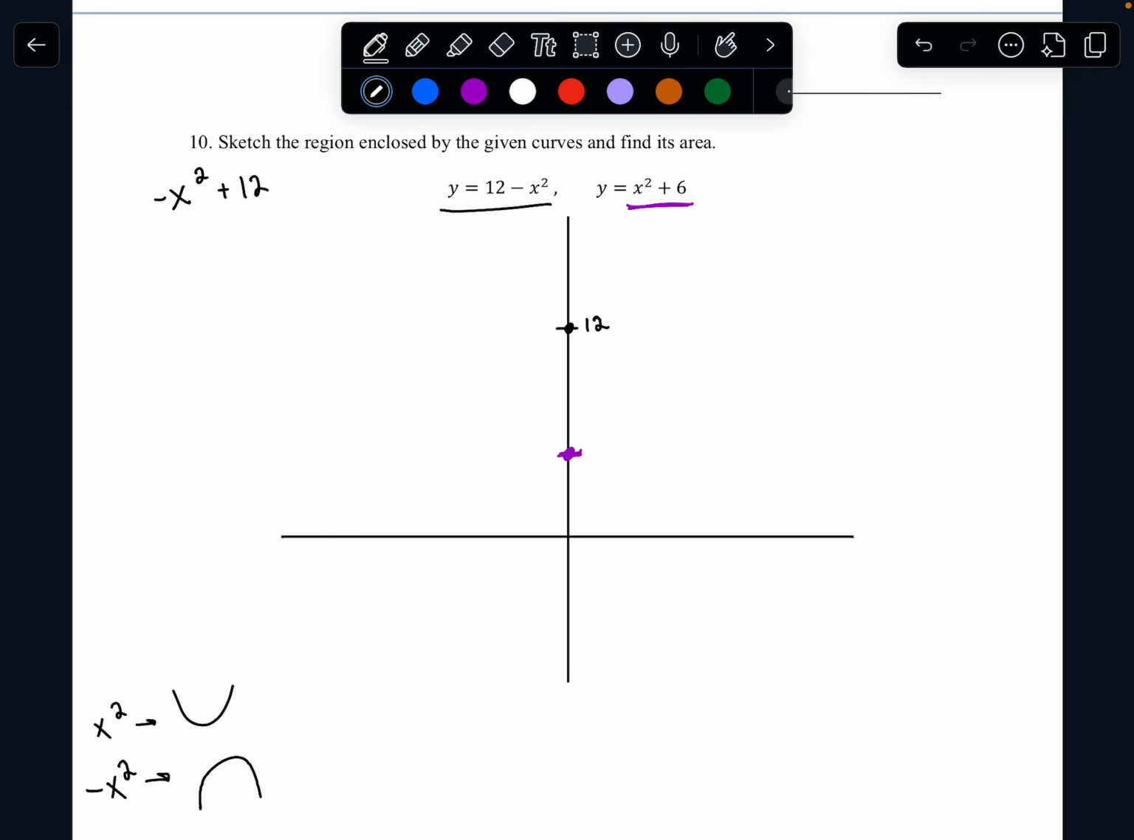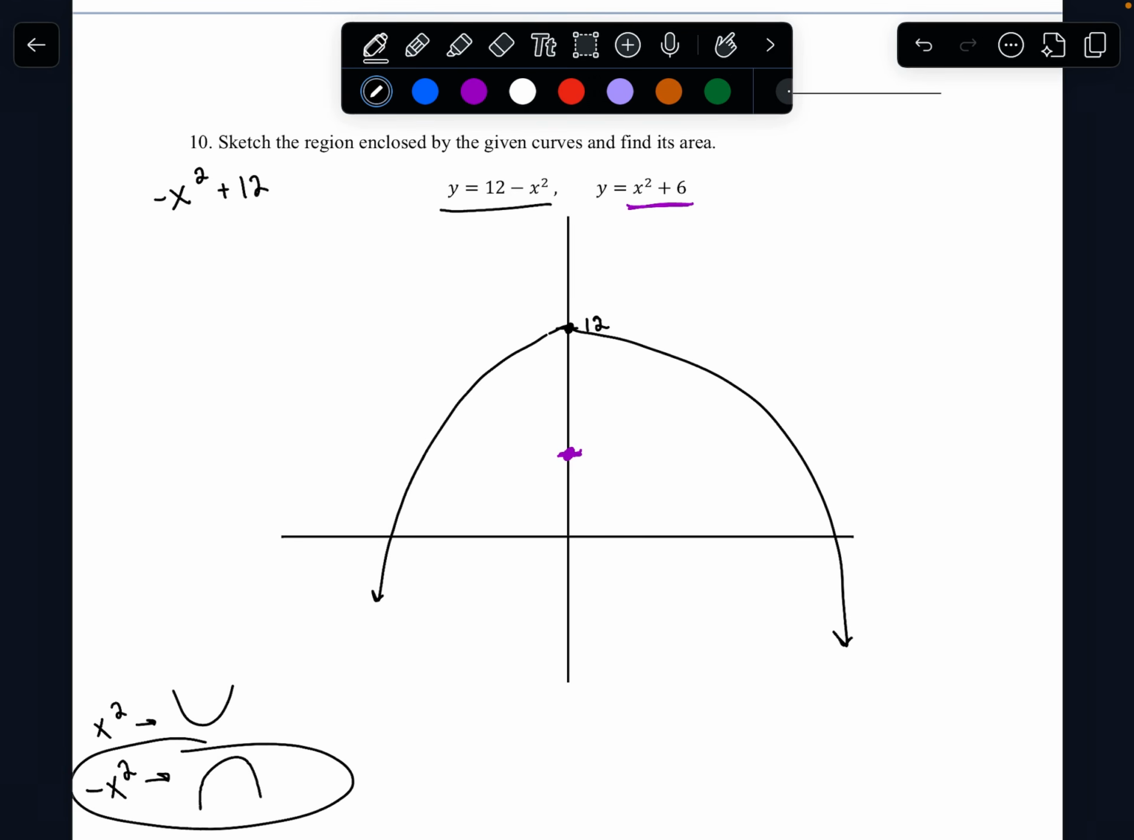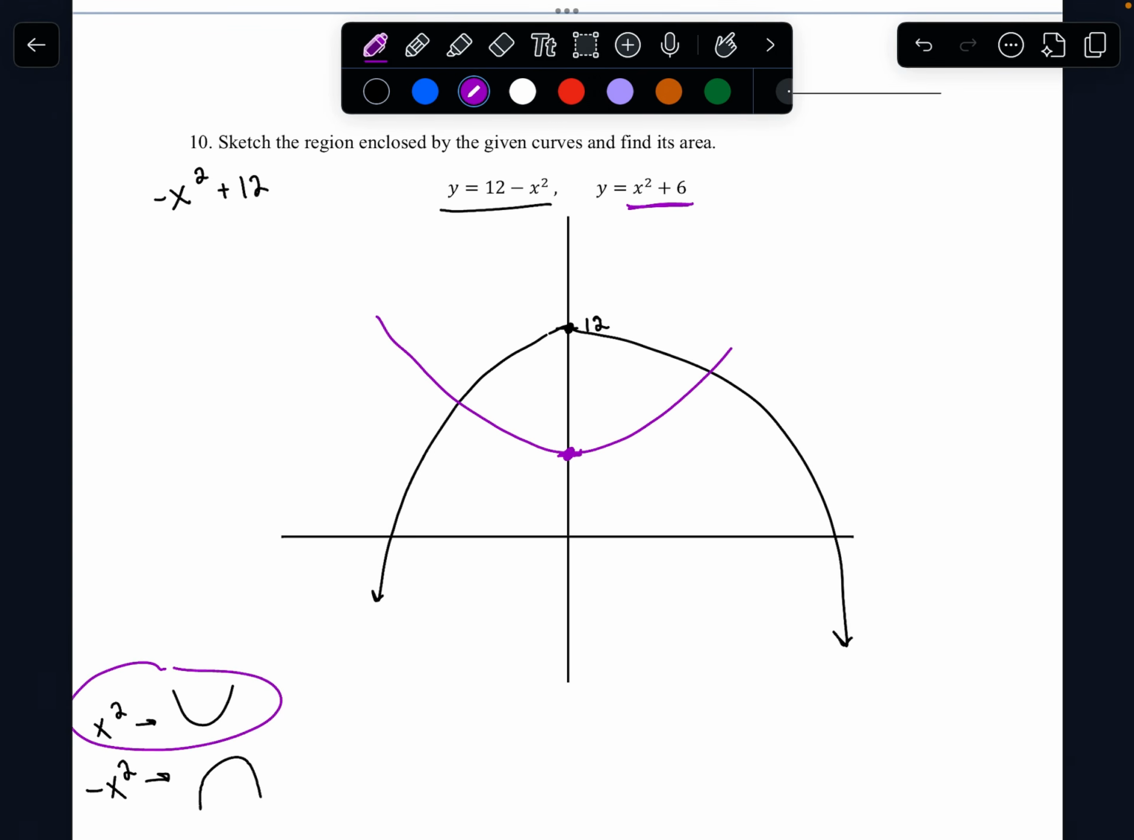So the first line is negative x squared, so I know it's going to have the shape of this. So maybe it looks something like this, right? Again, does it really matter? No, okay? It doesn't really matter that much. Just don't be weird and draw something completely unlike it. And then x squared plus 6, well, because the x squared is positive, it'll look something like this. So maybe it looks something like this.